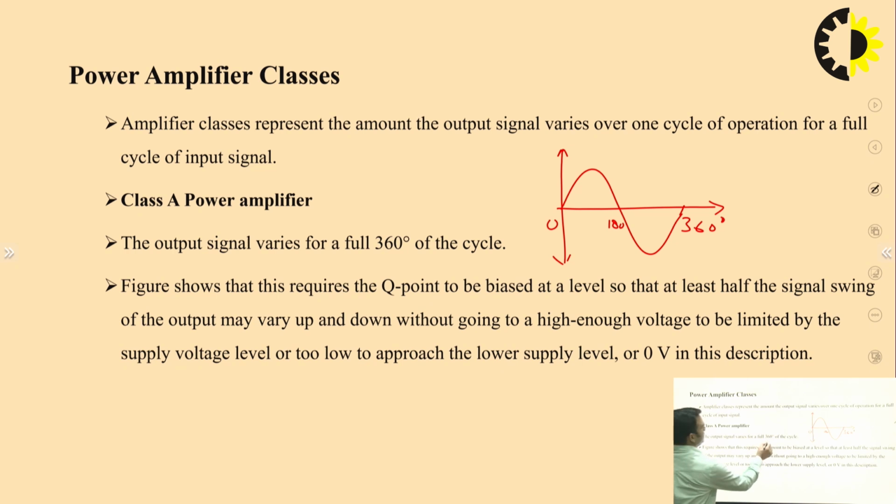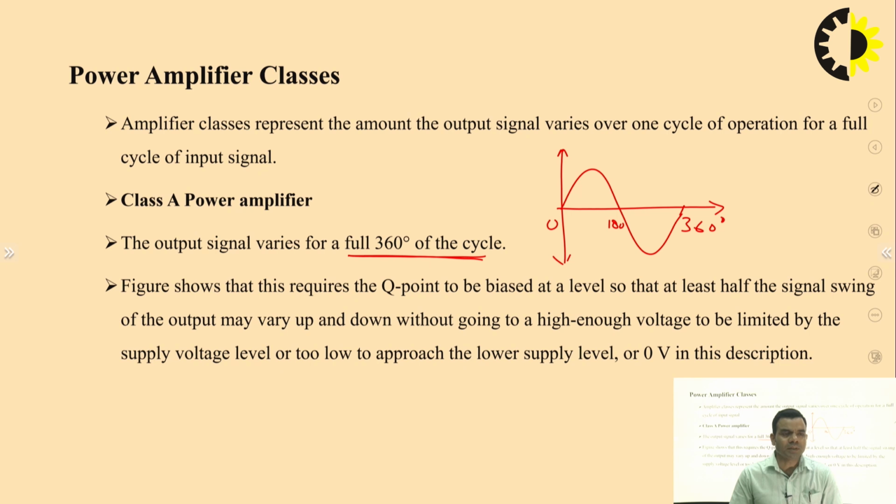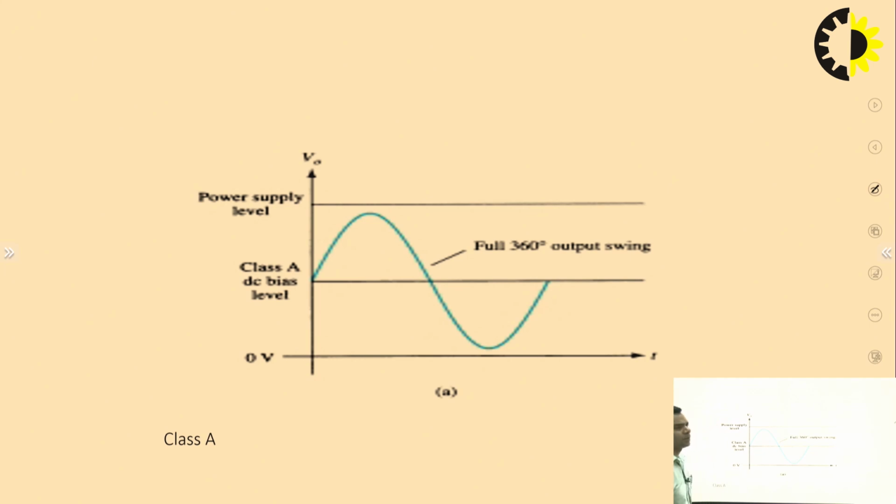So, you can see in case of class A power amplifier, the output signal varies for a full 360 degree cycle. That means you will get output for 0 to 360 degree. So, input and output both will be of similar type. That means a distortion will be minimum. However, class A power amplifier provides minimum efficiency of 25%. Now, see, in this way you will get output in case of class A power amplifier.